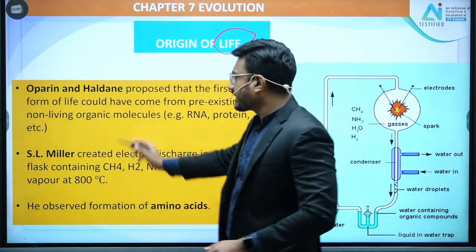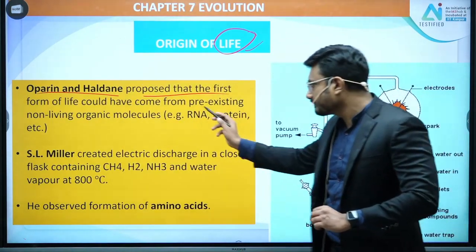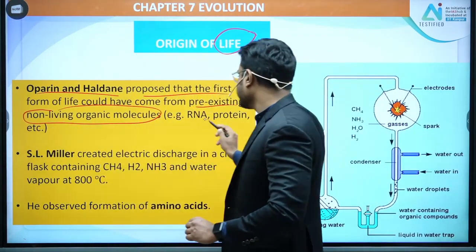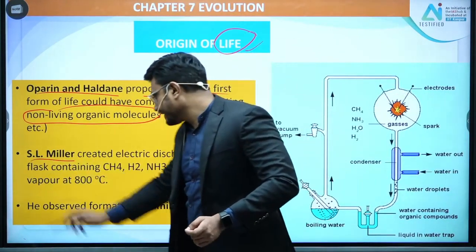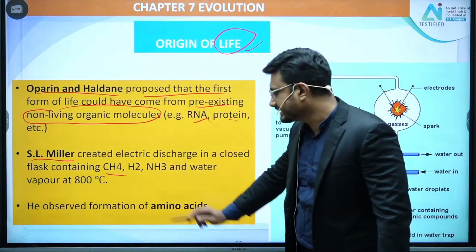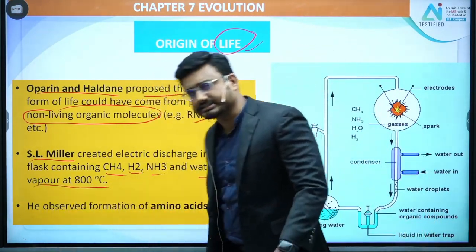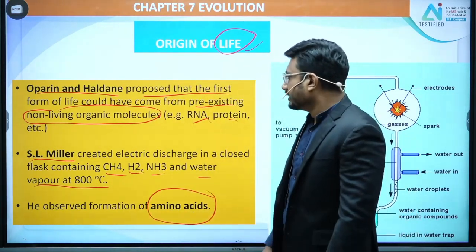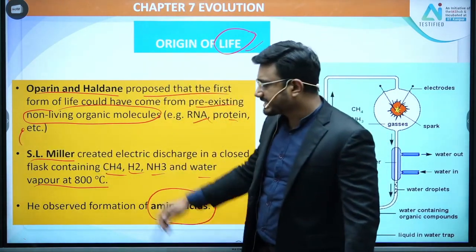Oparin and Haldane proposed that the first form of life would have come from pre-existing non-living organic molecules, that is RNA, protein, etc. S.L. Miller created an electric discharge in a closed flask. It consisted of the following gases: CH4, H2, NH3 and water vapor at 800 degrees Celsius. And he observed the formation of amino acids. So S.L. Miller proved the Oparin and Haldane theory experimentally.